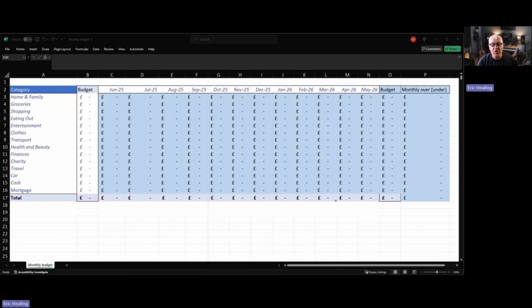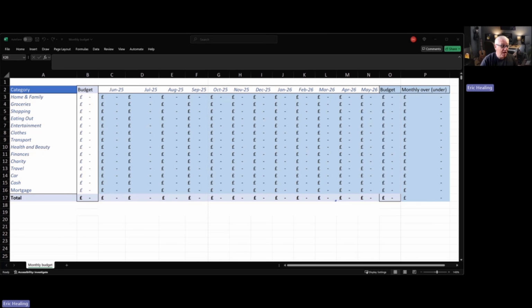Hi guys, I was working with a lady this week on building a monthly pension budget. She's coming up to retirement and she wants to track how much she spends each month. So I built this spreadsheet for her based on what she wanted, and I thought it might be useful for some of you out there. So I'll show you how it works and how you can download it from a website.